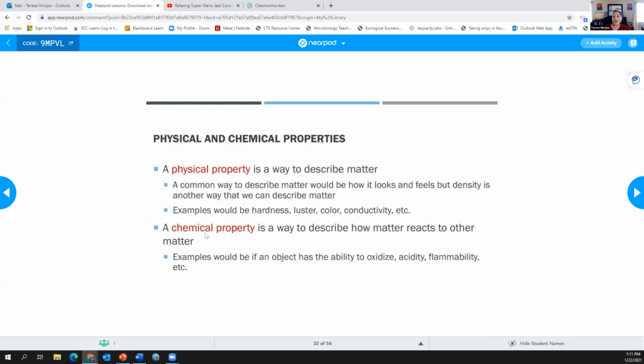Let's see if it's going to react to this flame. Let's see if it's going to react to this oxygen. Let's see if it's going to react to this acid. And that would be a chemical property of a substance. And so with these properties, these are basically just ways to describe matter. It could be a way to describe your pencil or your paper or a ball, my Kool-Aid, right? It's just a way to describe them.